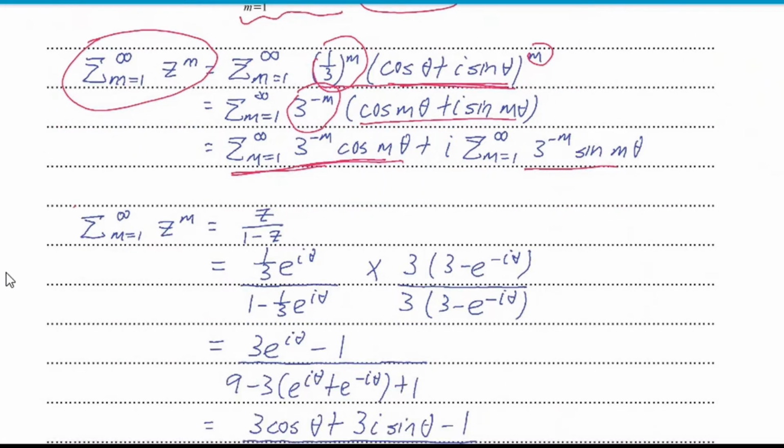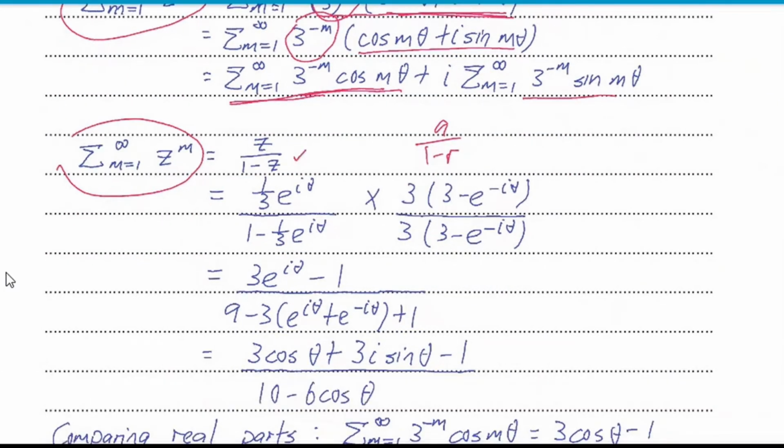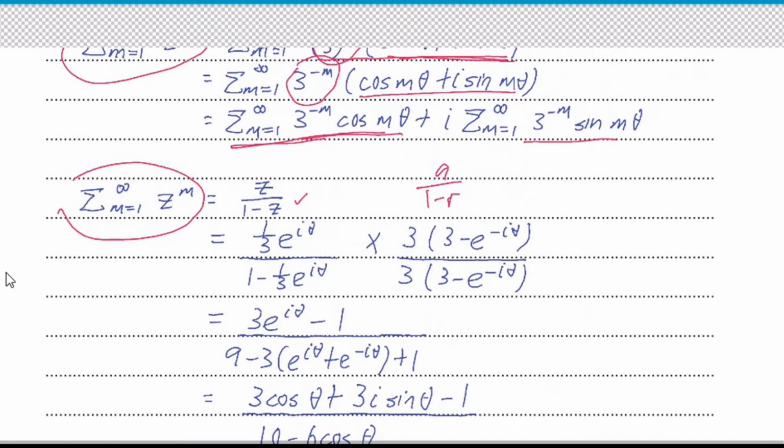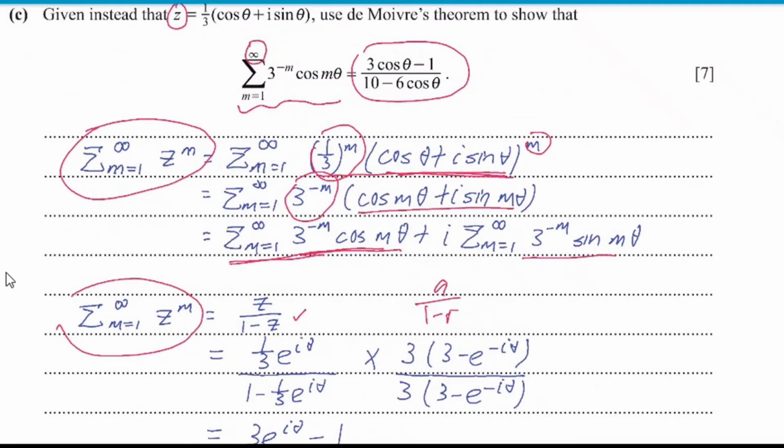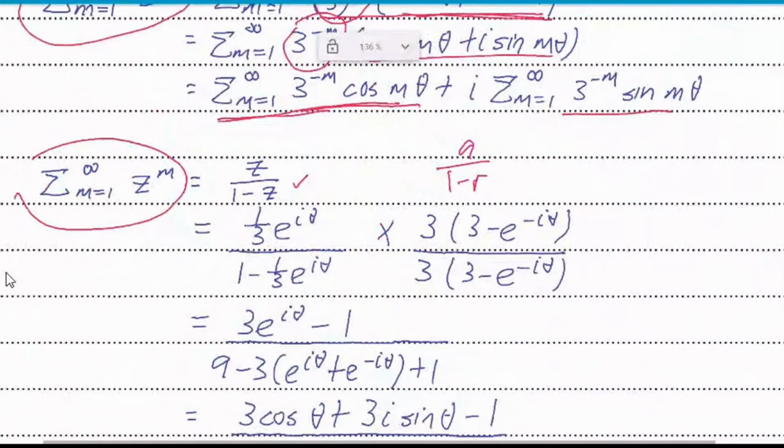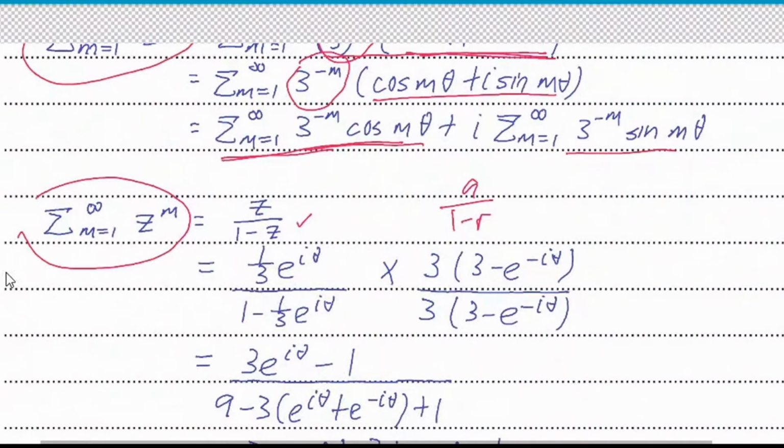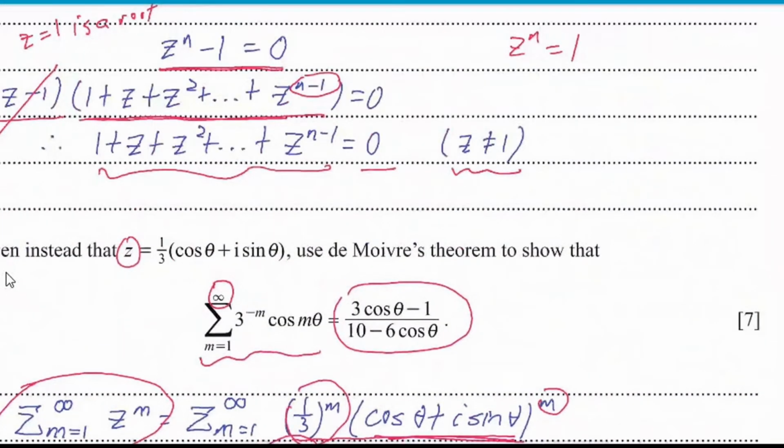So consider this summation. This is a sum to infinity of a GP, so a over 1 minus r. The a here is Z, r is also Z here. So we consider Z over 1 minus Z. We want to get the expression in the question there, so that is where we sub in the Z. Here you have to be careful. The Z here is not just the cos theta plus i sine theta that we always work with.